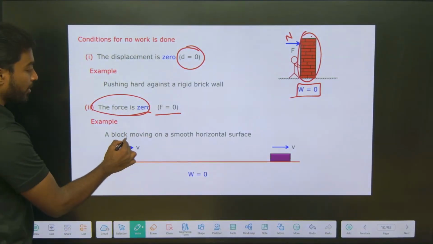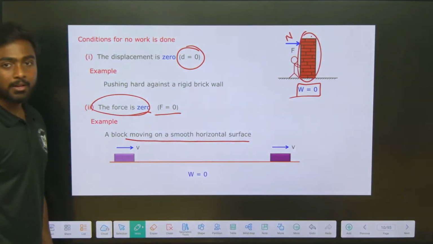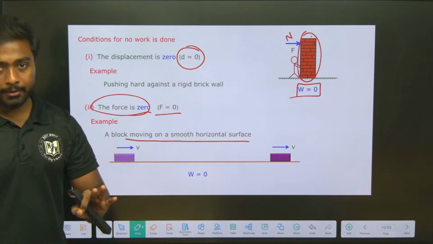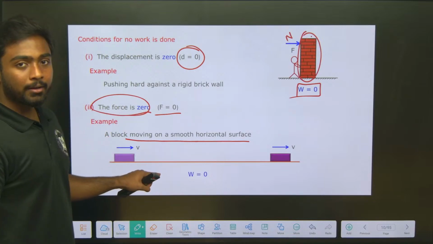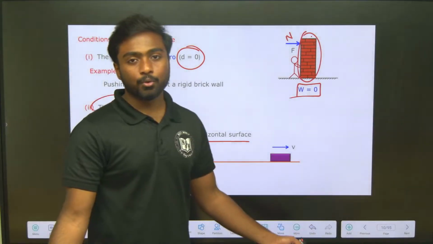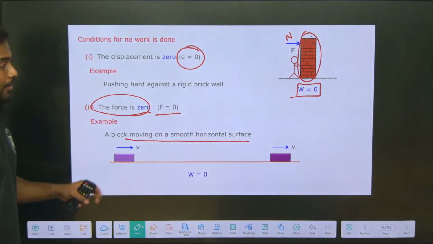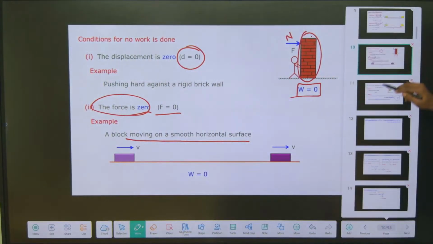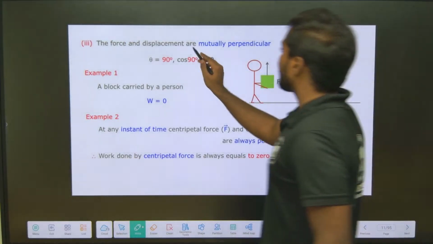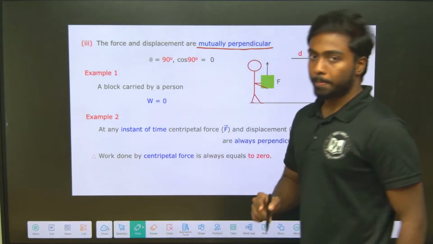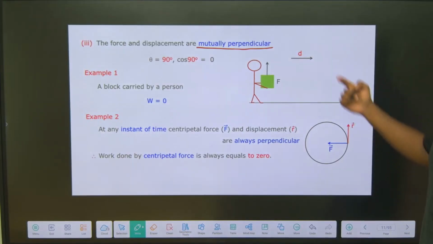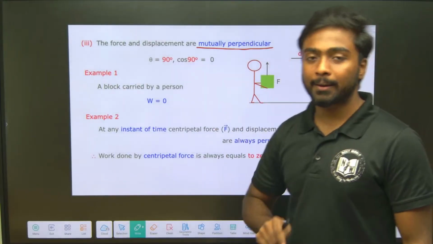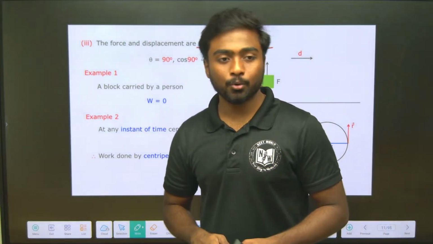A block moving on a smooth horizontal surface, which means it's going with some constant velocity. Force will not be there, and displacement happened, but there is no force, so work done will be 0. So two conditions we have got, right? And the third condition is force and displacement are mutually perpendicular. Displacement is there, force also is there, but they are perpendicular to each other. At that time I can say no work is done.